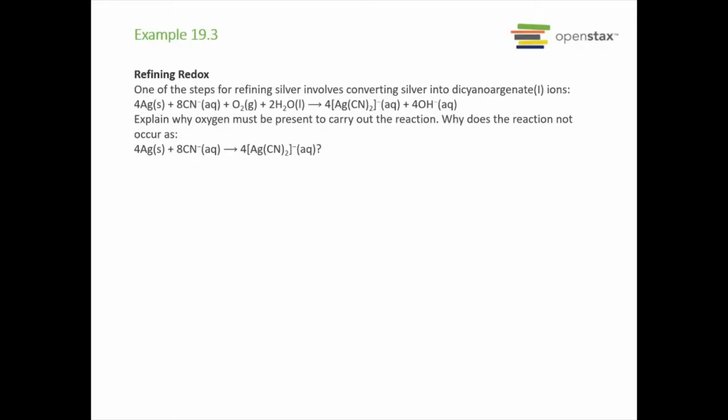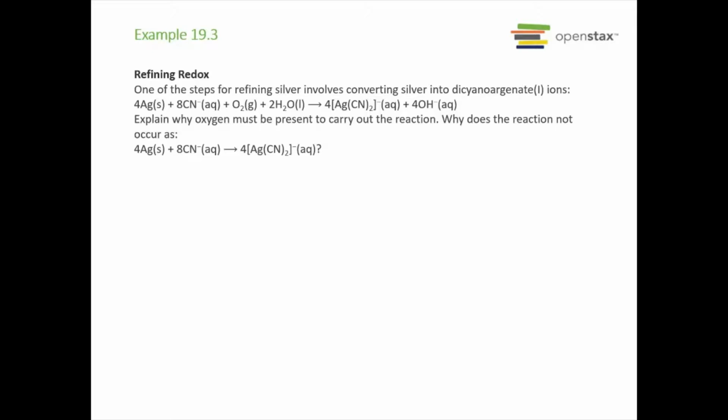So let's look at an example. We're shown one of the steps for refining silver, and it involves converting silver into dicyanoargentate. It's not argentate, it's arginate. There's a typo in my book. And then we want to know why we have to have oxygen present to carry out the reaction and why it's not just seen as that second reaction.